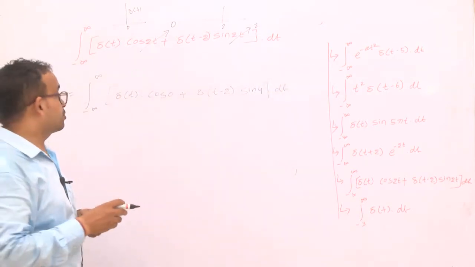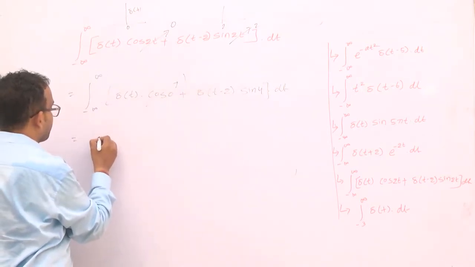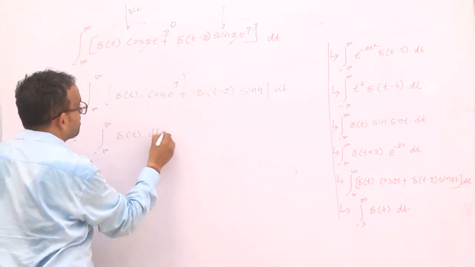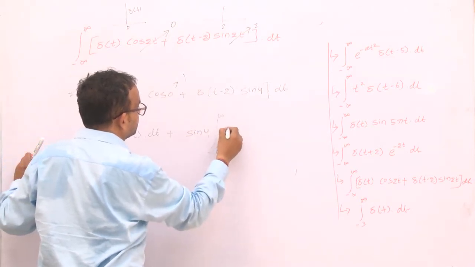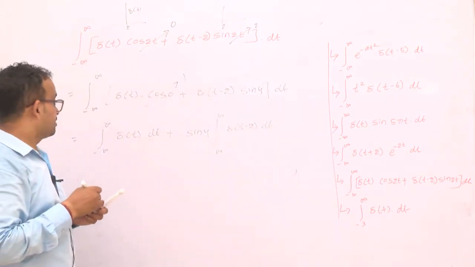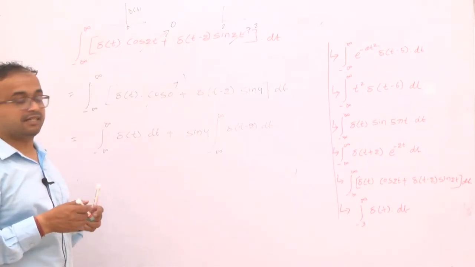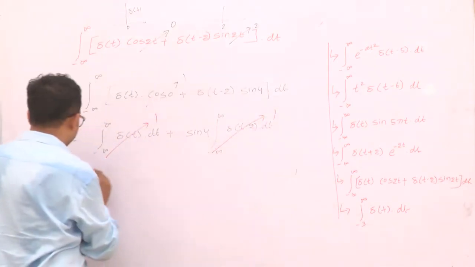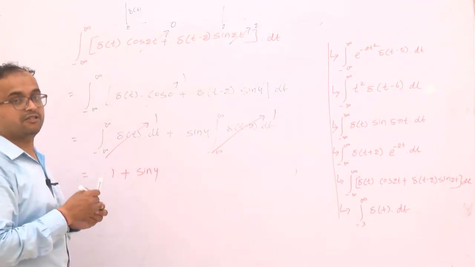So what you can write now? I can write like this. Cos 0 value will be 1. So I can write like this now: delta t dt plus sin 4 into delta t minus 2 dt. So this value is 1, this value is 1, so the answer will be 1 plus sin 4. This will be the answer, right?